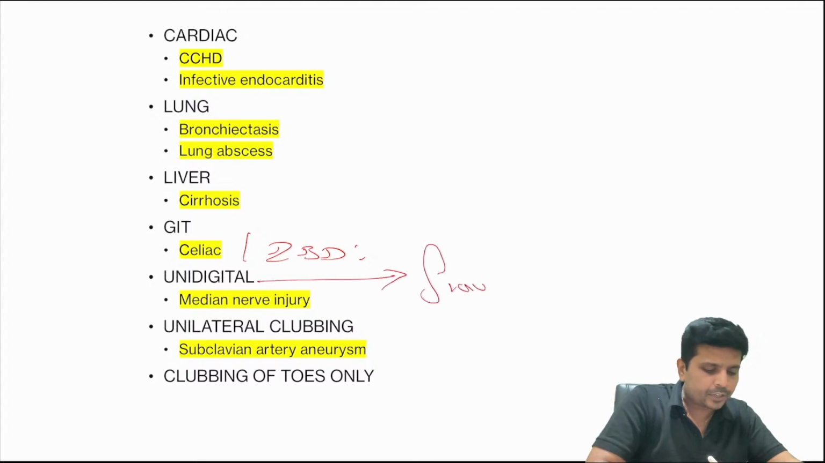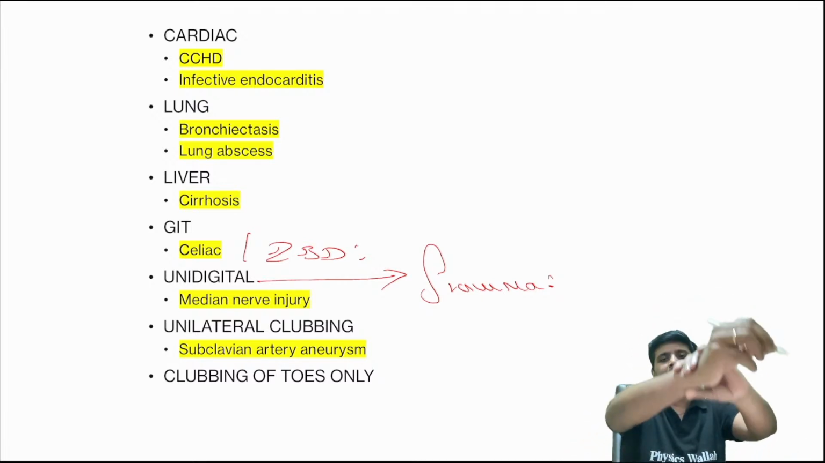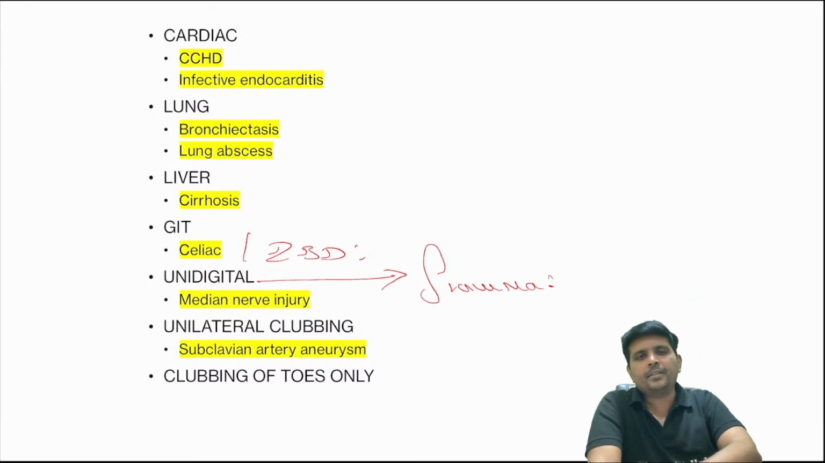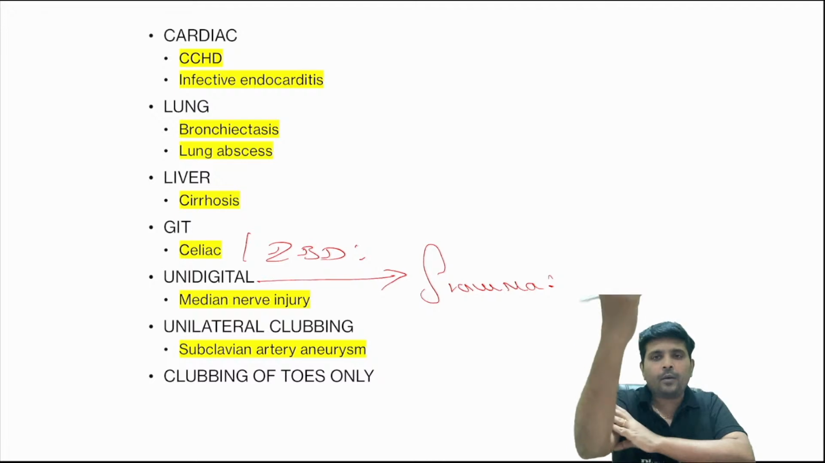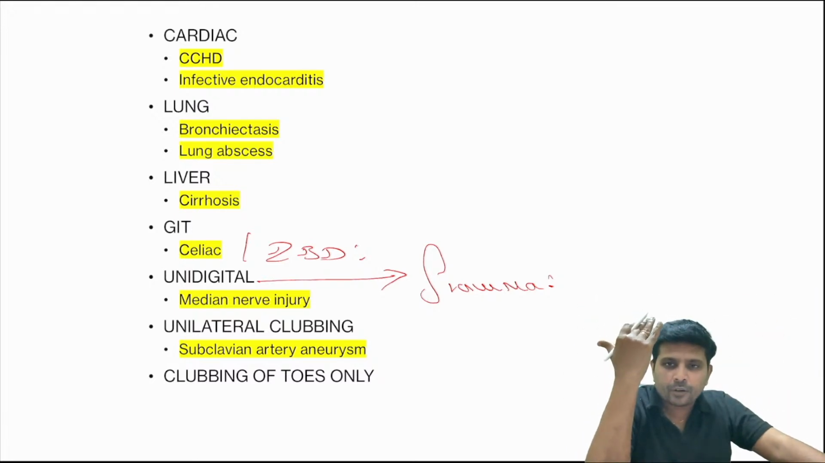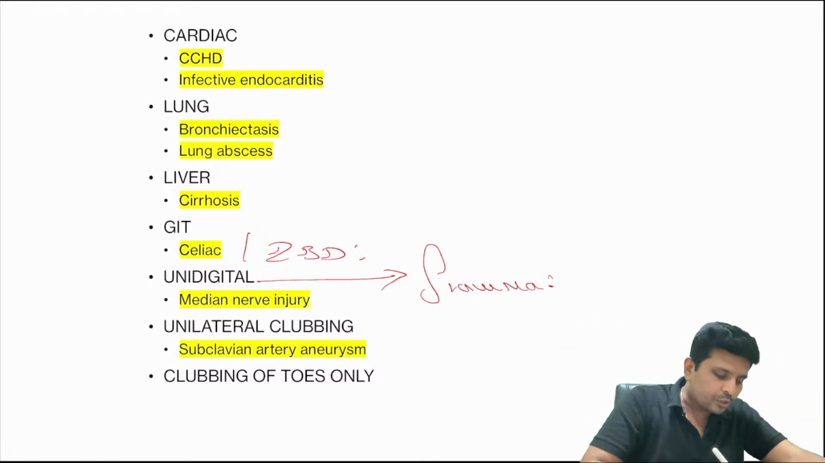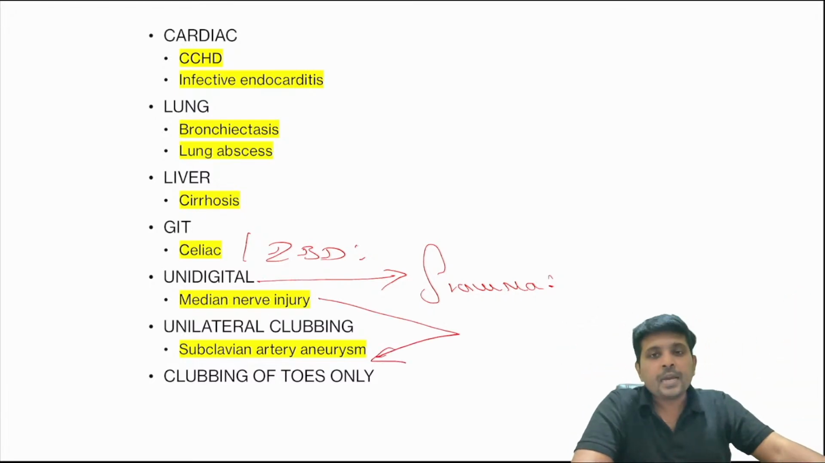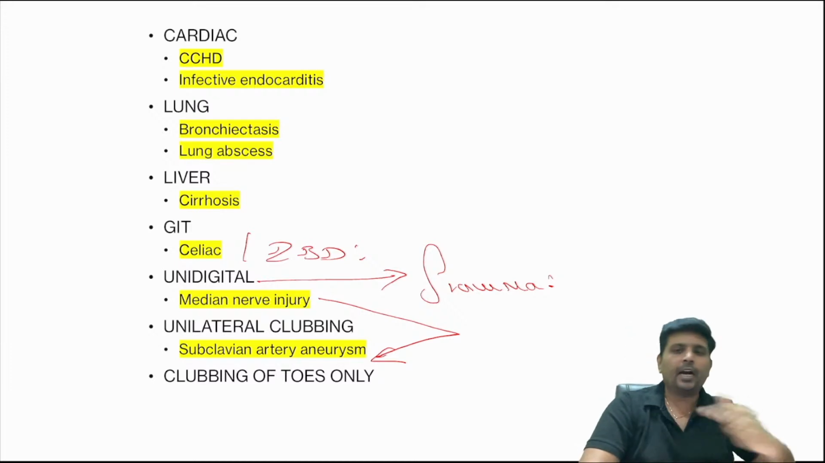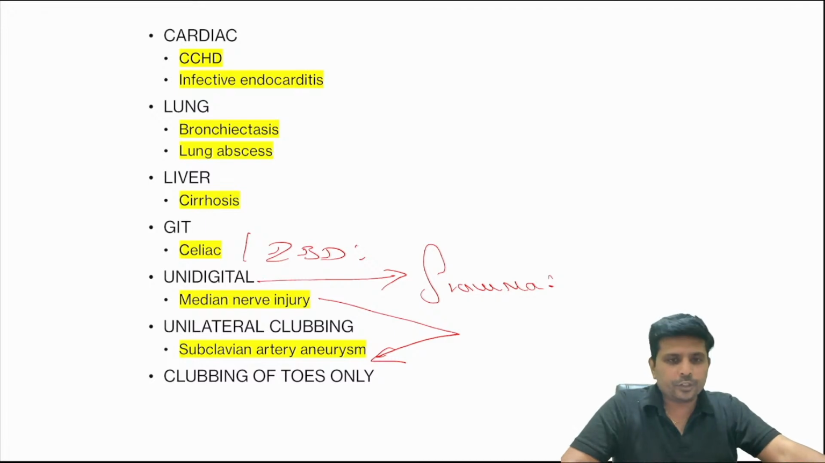In unilateral clubbing, the entire limb is clubbed and the other limb is normal. For example, clubbing involves the right hand and not the left hand. The 2 most common causes are median nerve injury and subclavian artery aneurysm.